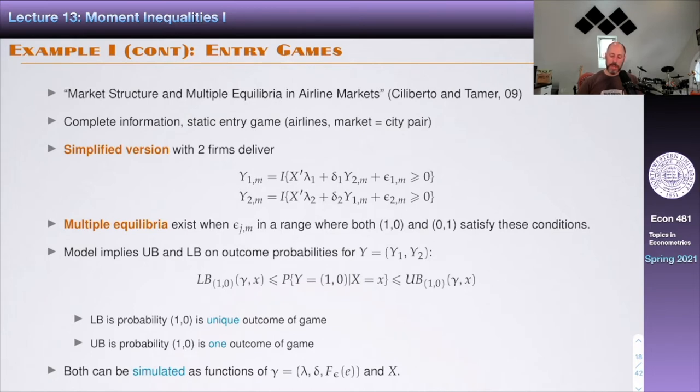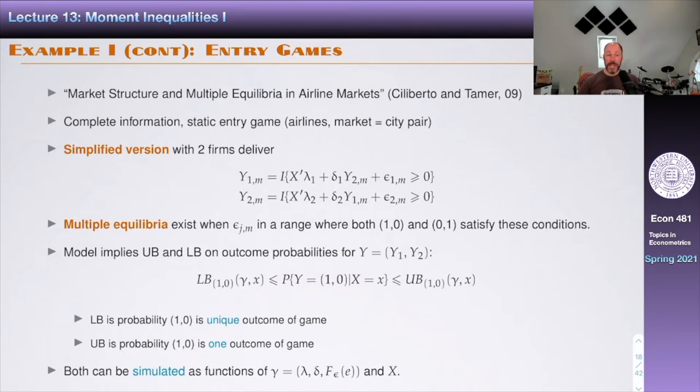And the model implies an upper bound and a lower bound on outcome probabilities. So when you write the probability of observing 1, 0 conditional on X, since you will make assumptions on the distribution of these epsilons, sometimes even if there's not an easy or tractable closed-form solution, you can describe what this is, at least conceptually. You're going to have an upper bound that will depend on the joint probability conditional on X and so on, and a lower bound. And then you typically can simulate these upper and lower bounds.